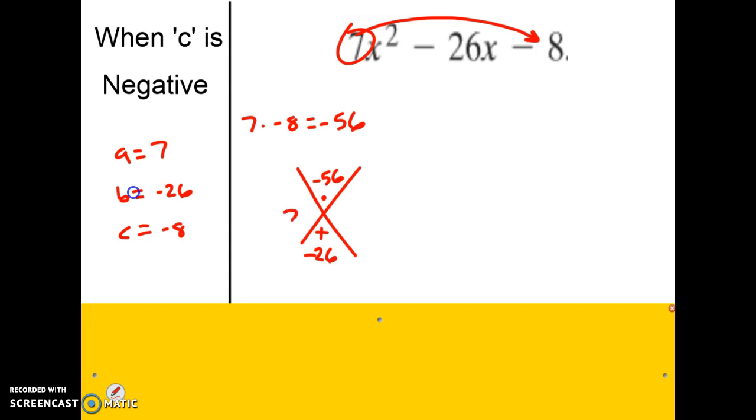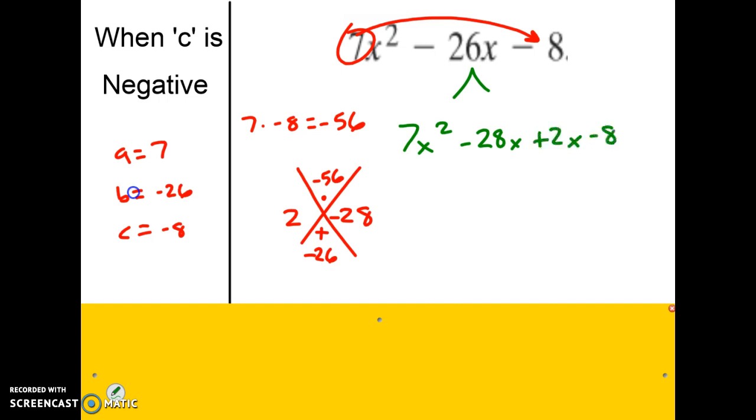If we did 2 times 28, that would be 56. One of them has to be negative, and since it has to get to negative 26, it'll be 2 and negative 28. So then we split up this negative 26 into 2 and negative 28. I have 7x squared out front, and 28 lines up with the 7 much better than the 2 does. So I'm going to do minus 28x plus 2x minus 8.